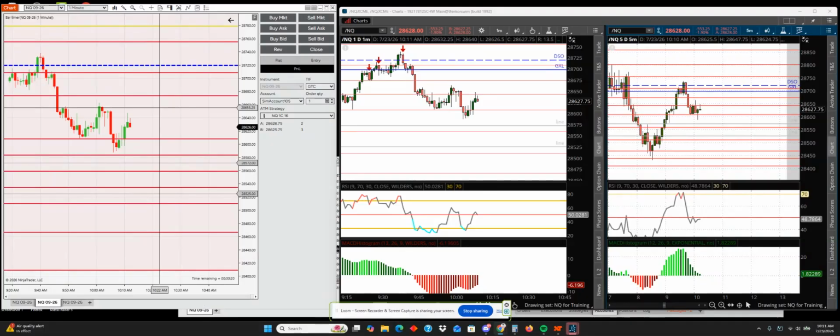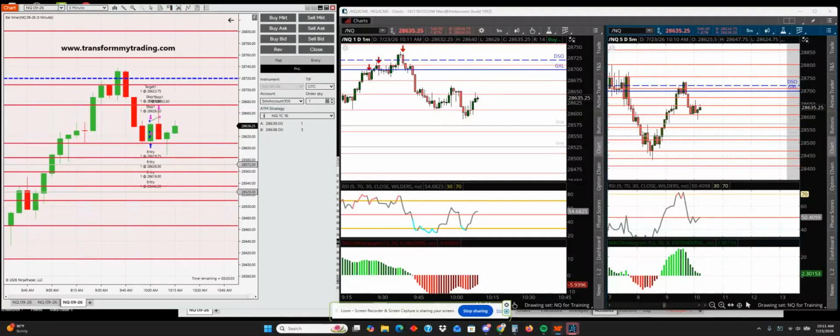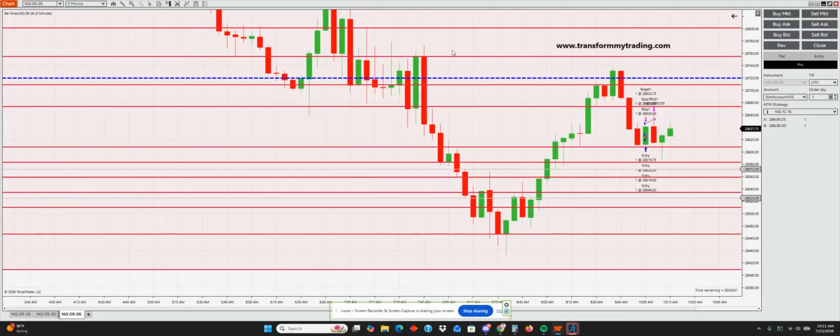And I'm just focusing on NQ today. I'm not even touching ES or YM, just so that way we keep it simple. Let's look at the big picture here. This is the 5-minute chart.